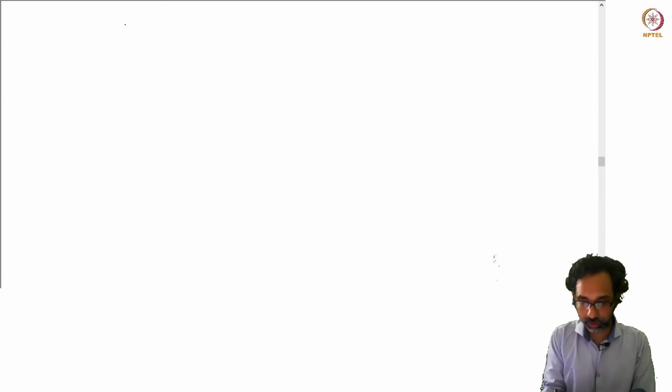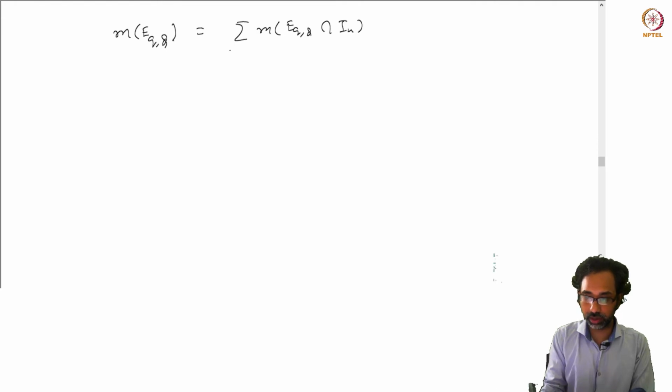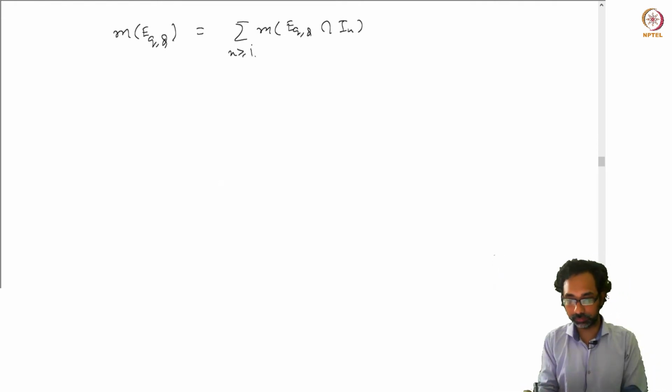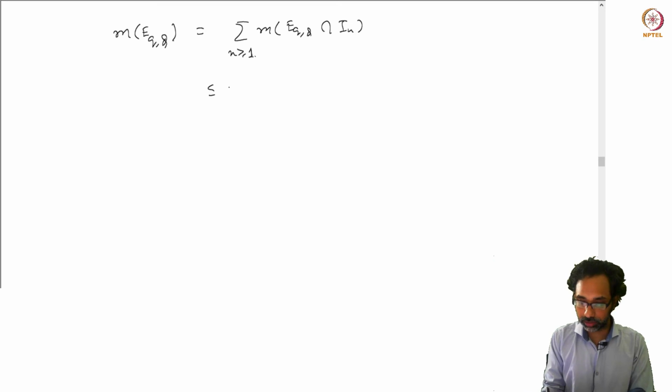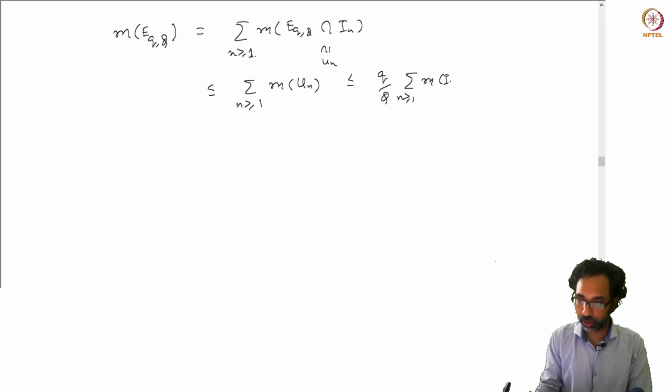And now we can finish the proof. So we have m of E_{q,Q}, this is equal to the sum over n greater than or equal to 1 of m of E_{q,Q} intersection I_n, and this is less than or equal to, since this is a subset of U_n, remember, the sum over m of U_n, which is less than or equal to q over Q times the sum over n greater than or equal to 1 of m of I_n.